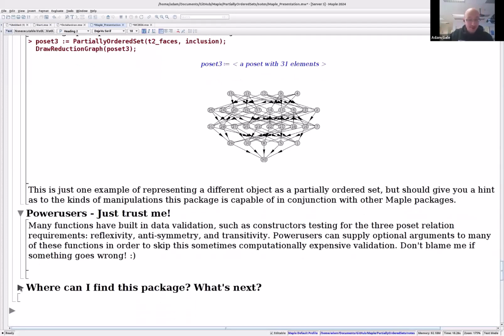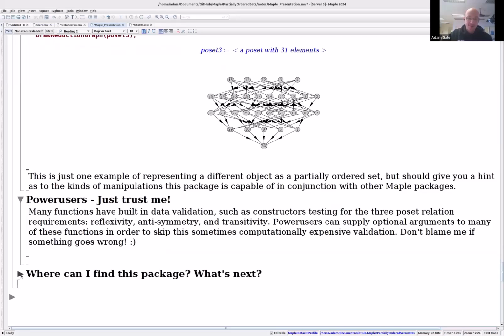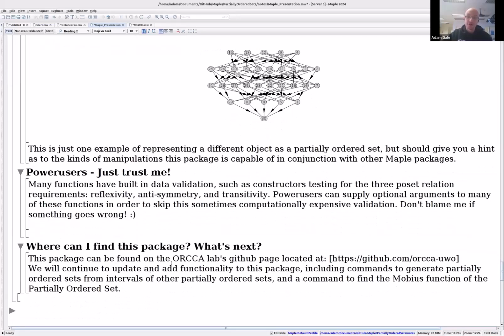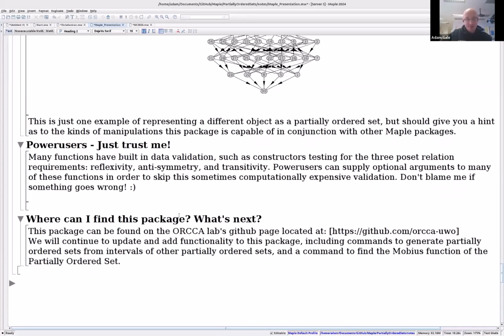So if you want to mess around with this package, you want to play with this package, you want to use it for something, you can actually find this on the Orca Labs GitHub page. We're going to continue to work on this. We're hoping to add some functionality, including generating partially ordered sets that are intervals of other larger partially ordered sets. We're working on a command to generate the Mobius function of the partially ordered set. And there are some actual improvements to the graphing as well. I think that's all I've got for you.